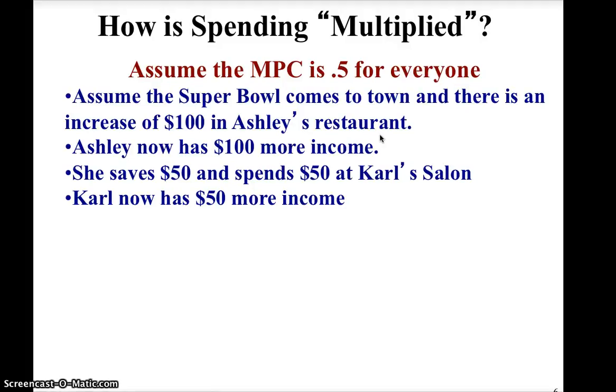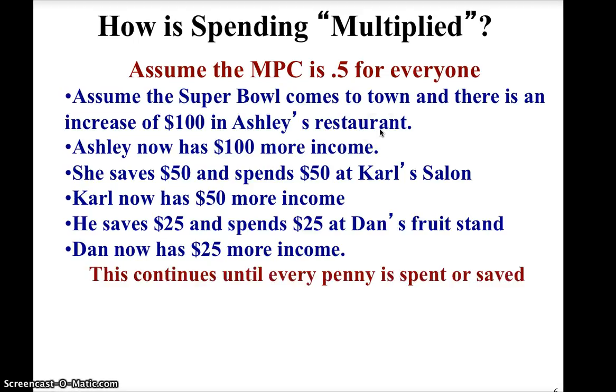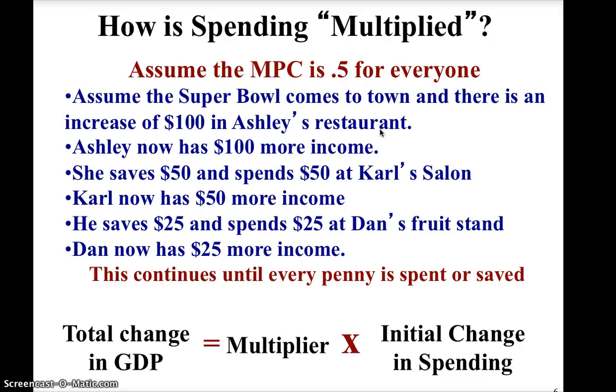Well, Carl now has $50 more income. He saves 25 and spends 25, right? Because he always saves half. And he goes to Dan's fruit stand to pay that $25. And Dan now has $25 more income. This continues until every penny is spent or saved. And so the total change in GDP is the multiplier, right, times the initial change in spending.